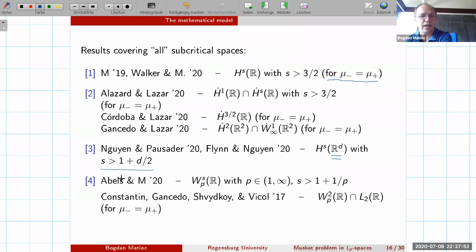So today I will talk about the paper with Helmut, where we establish in dimension 1 well-posedness in W^{s,p}, where s is larger than the critical exponent 1 + 1/p. This setting of L^p-based Sobolev spaces was considered before only in this reference, where the authors consider initial data in W^{2,p} intersected with L2 and in the setting of equal viscosities.